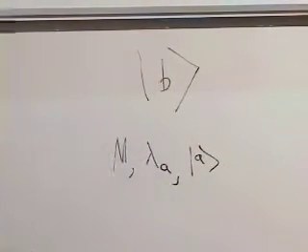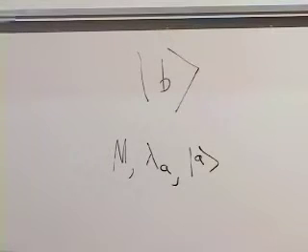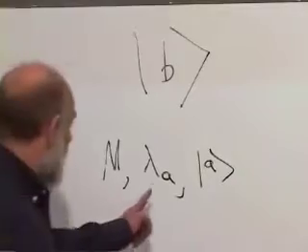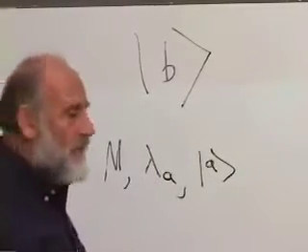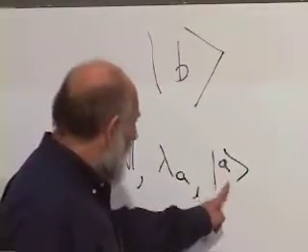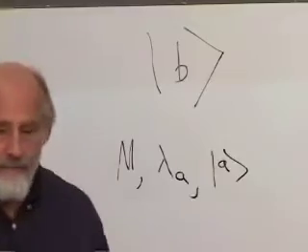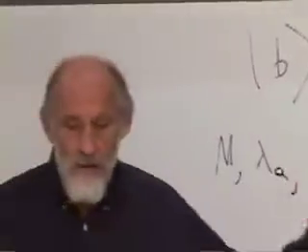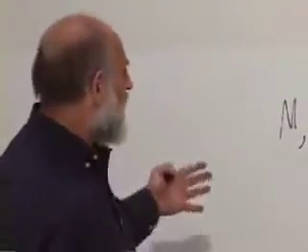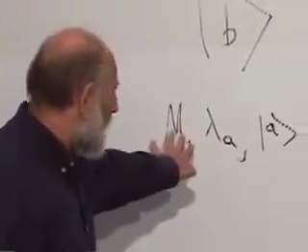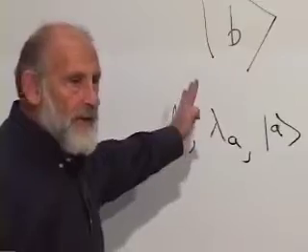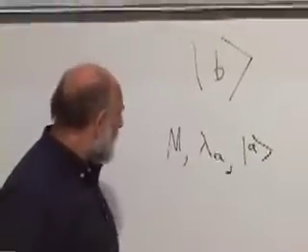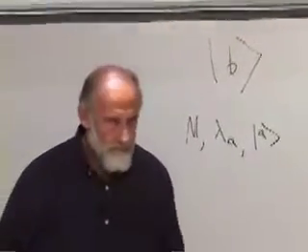M is an observable, meaning to say it's a Hermitian operator. Lambda A is one of the possible values that you can measure, and the associated eigenvector is A. B is just any old state whatever, not particularly an eigenstate of M. It could be or not. It's just any old arbitrary state.